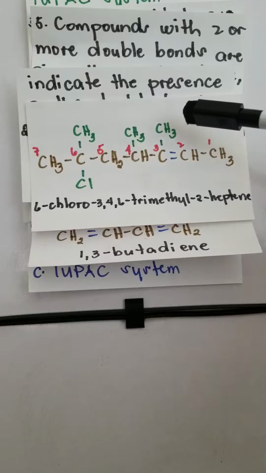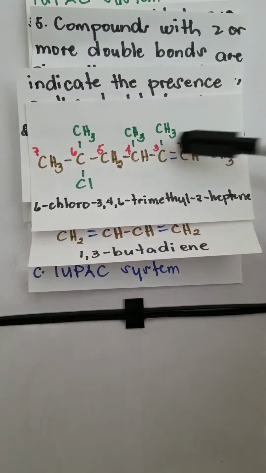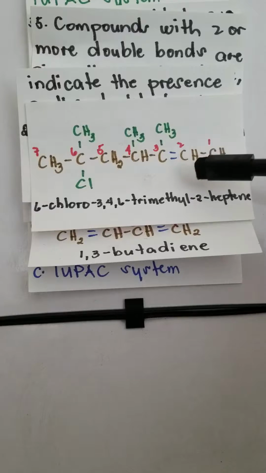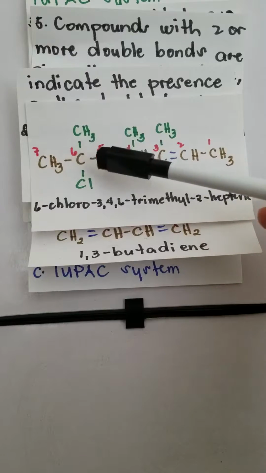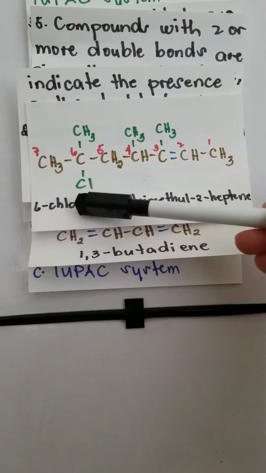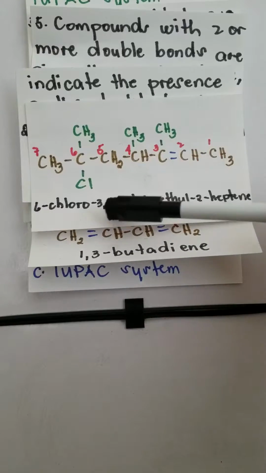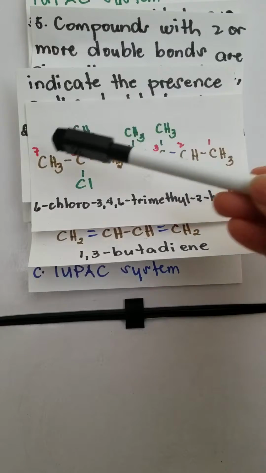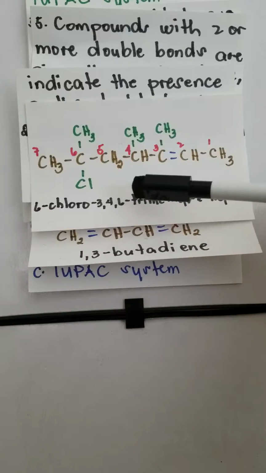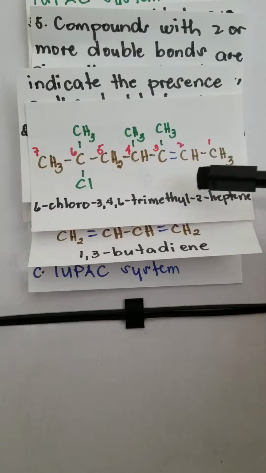So name the chlorine first, and state which carbon atom of your parent chain, the longest continuous chain of carbon atoms, it is attached to: the 6th carbon atom. That's why you have the 6-chloro. Then 3, 4, 6 means that your methyl groups are attached to the 3rd, 4th, and 6th carbon atoms of your parent chain.